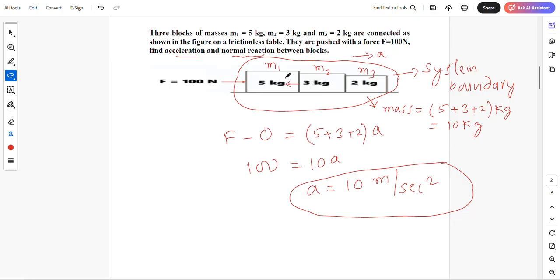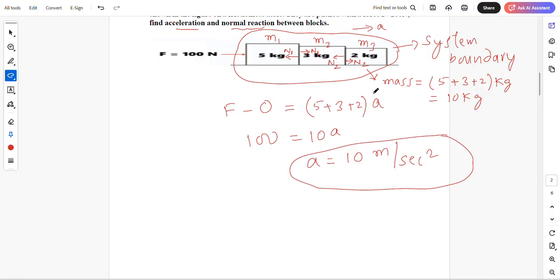This is N1, because the 5 kg block is pushed by the 3 kg block, and again the 3 kg block is pushed by the 5 kg block. This is N1. Hope you understood. Similarly, the 3 kg block is pushed by the 2 kg block, that is N2, and the 2 kg block is pushed by the 3 kg block. This is N2. Now, how to calculate N2?